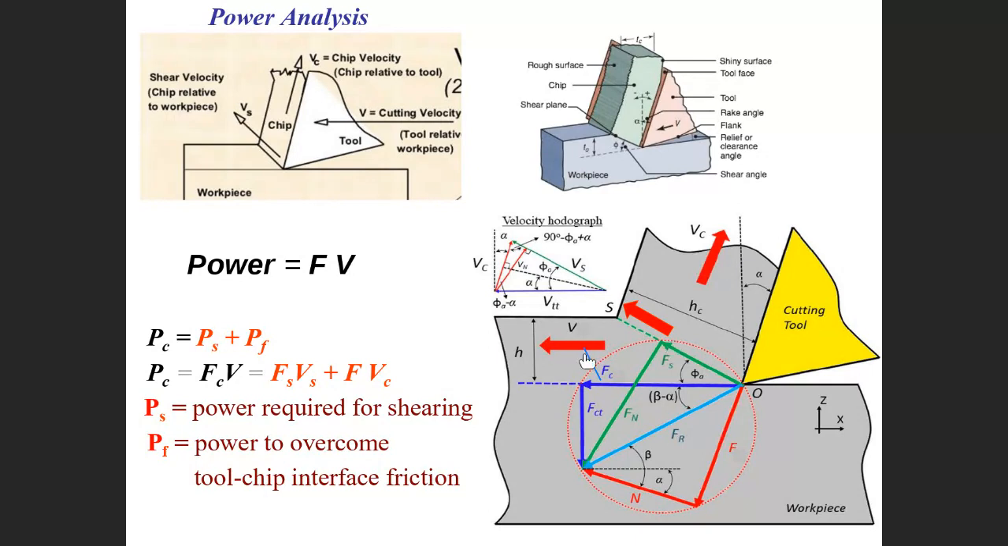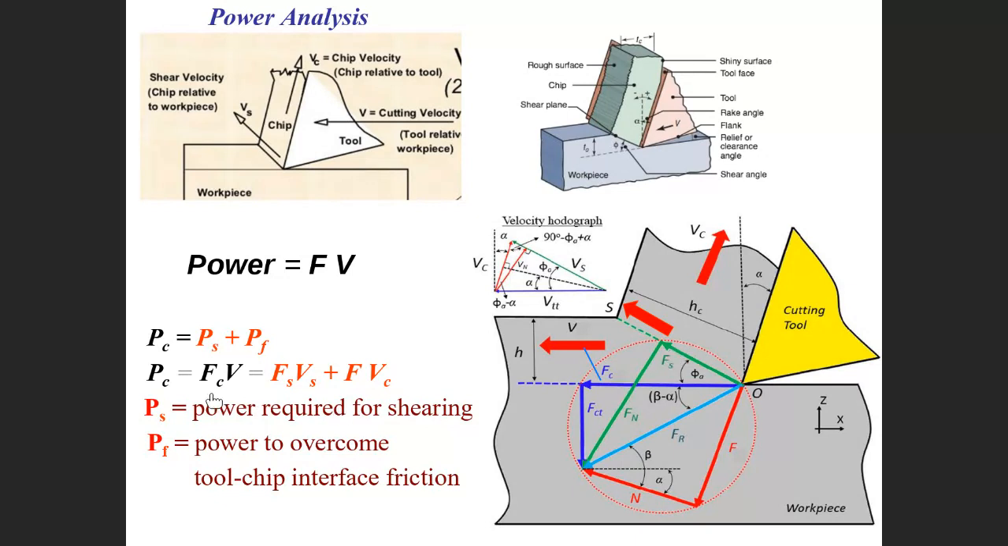Yes, so there are three components of the power. We call it Pc equals Ps plus Pf. Pc is the power in cutting, equal to Fc multiplied by V. Another one, Ps, is the power in shear, equal to Fs multiplied by Vs, and the power in friction is equal to F multiplied by Vc. This is the main power delivered. Fc V is the main power delivered by the tool to do the cutting.